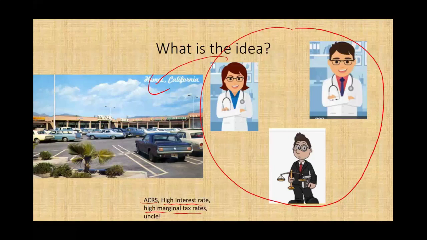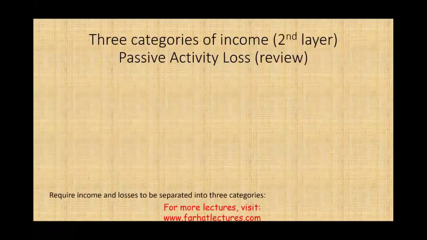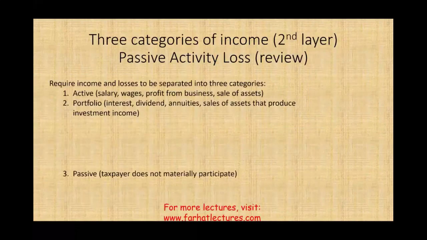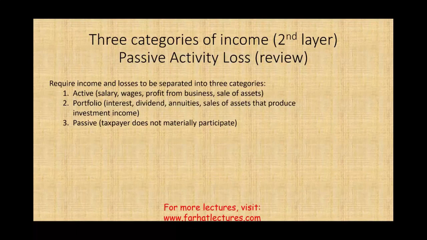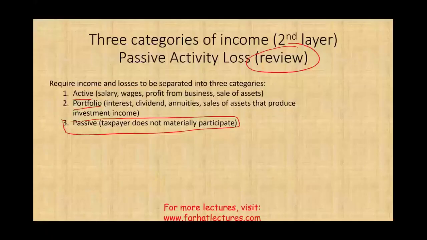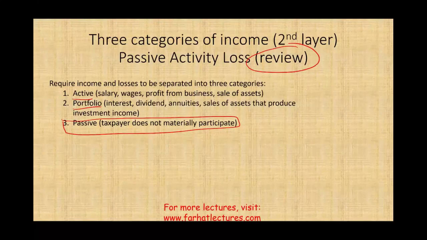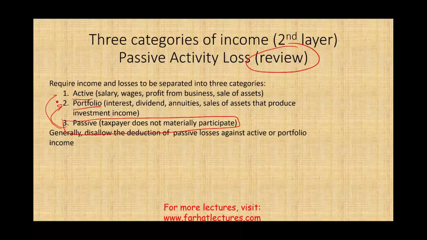So the government said, well, that's not allowed. Starting in 1986, they have the passive activity rule. The passive activity rule basically broke down income into three categories. I know this is a review, maybe the second or third time: active income, portfolio income, and passive income. This is what we talked about in the prior three sessions in this chapter. Passive losses cannot reduce active and portfolio income.